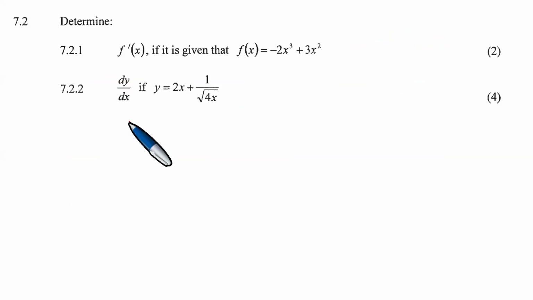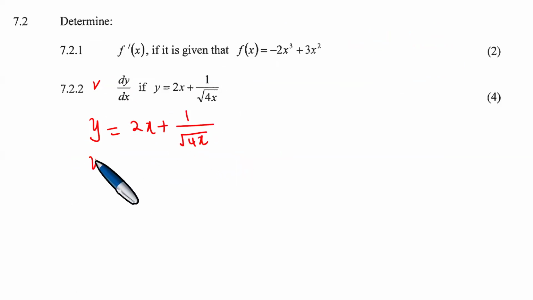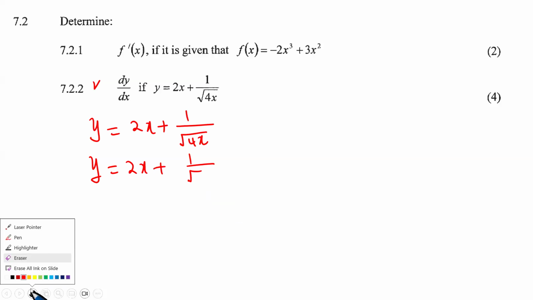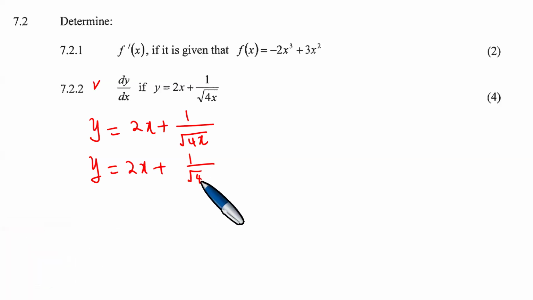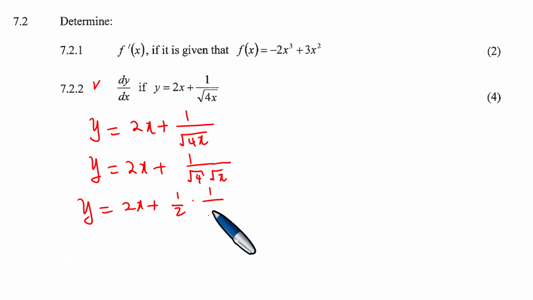In the next question, we analyze 7.2.2 because we've already looked at 7.2.1. Meaning y is 2x plus 1 over the square root of 4x. So y is twice x plus 1 over the square root of 4x, because now the square root of 4x you can break down to the square root of 4 times the square root of x. The square root of 4 is 2. The square root of x is x to the power 1/2.